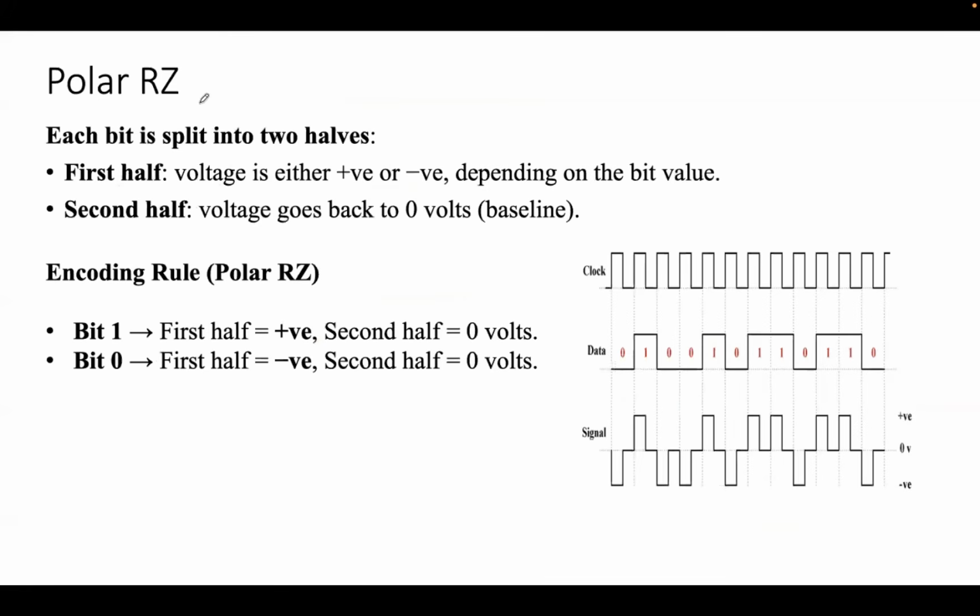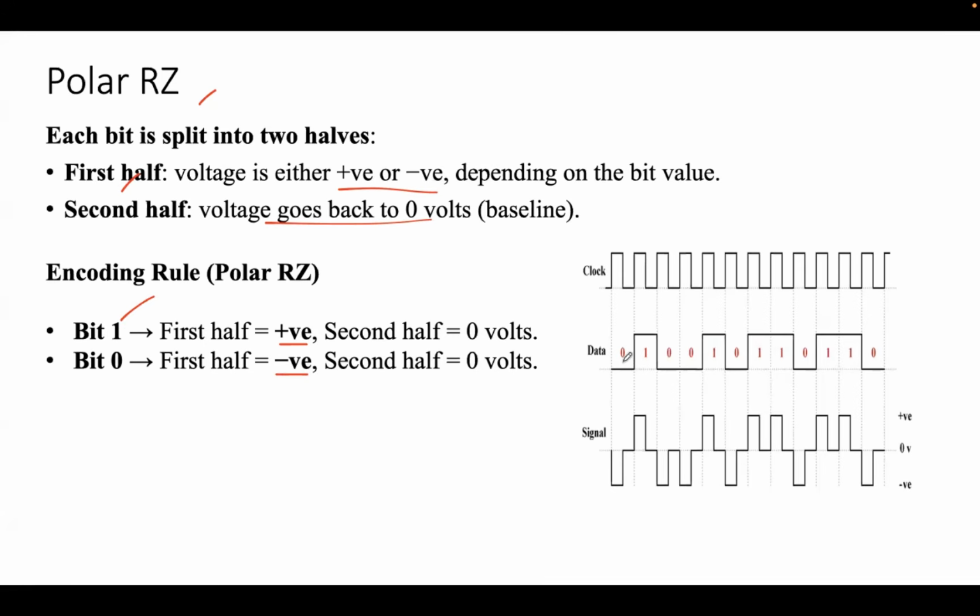Next one is polar RZ. So return to 0 means again you can find two halves. For the first half, voltage is either positive or negative. And for the second half, voltage always goes to 0. Say if the bit value is 1, first half will be positive and second half, as discussed in the previous step, remains 0 for both 1 and 0. Whereas if the bit is 0, for the first half, voltage is negative.